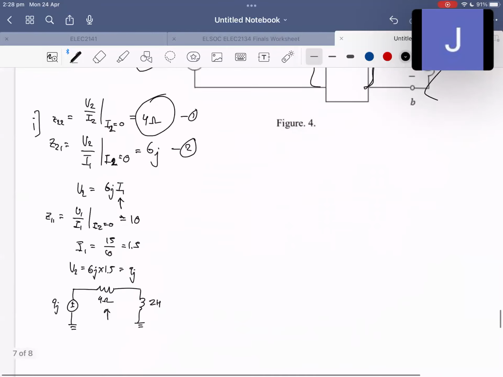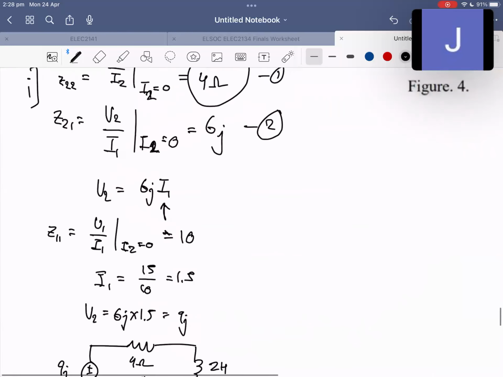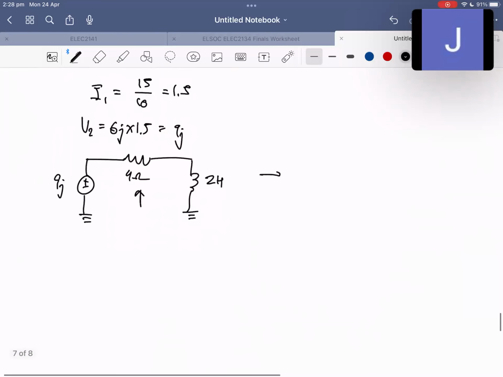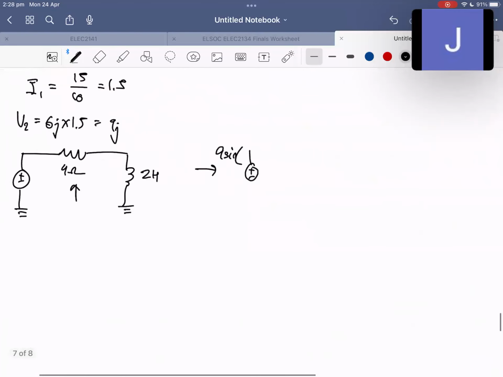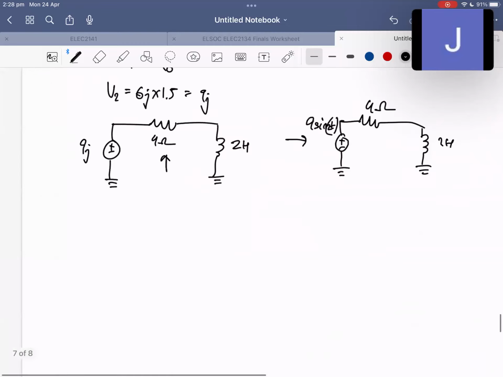The real trick with this question is calculating the Thevenin voltage, which I just did using analysis of the 2-port parameters. So 9J, I think, or you can also put that as 9 sine, what was the frequency? 2, okay. 9 sine 2t. And there's a 4 ohm.